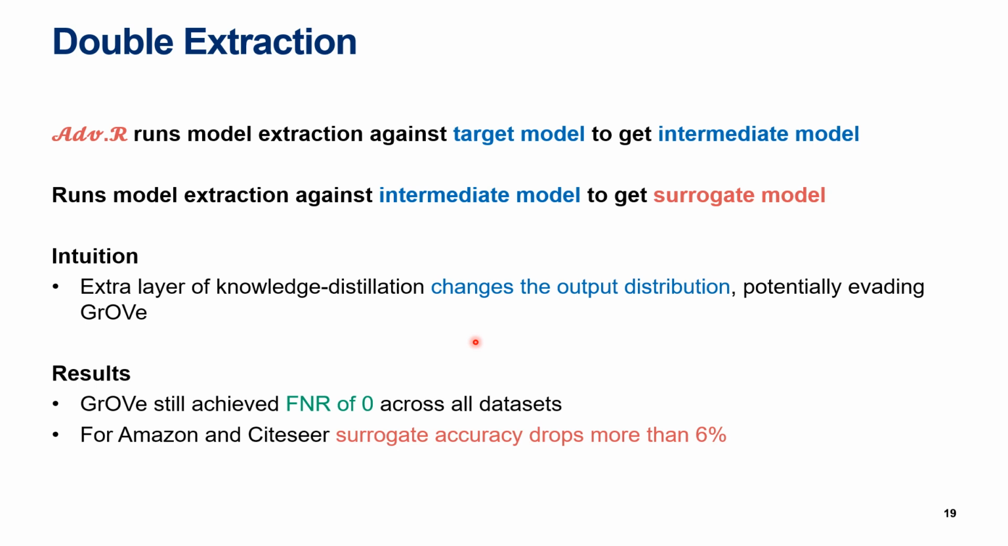However, when we ran the experiment with double extraction, we found that GrOVe still achieved a false negative rate of 0 across all datasets. In fact, for the Amazon and CiteSeer datasets, the surrogate accuracy dropped by more than 6%. So not only is this a less potent attack, but it is also still effectively caught by GrOVe.